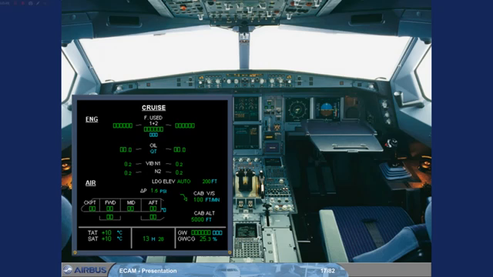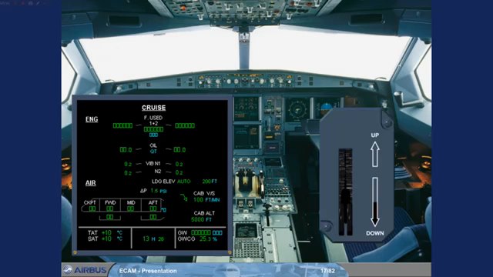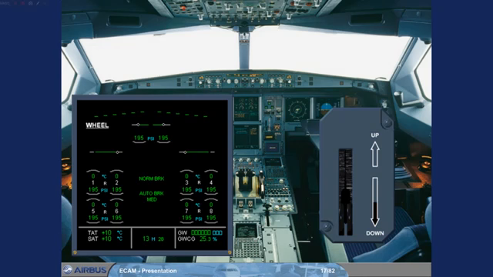Under normal conditions, the ECAM system provides the pilots with the information that they need to know for the particular phase of flight, no more, no less. As an example, during the approach, when the landing gear is extended, the ECAM wheel system page is automatically displayed.